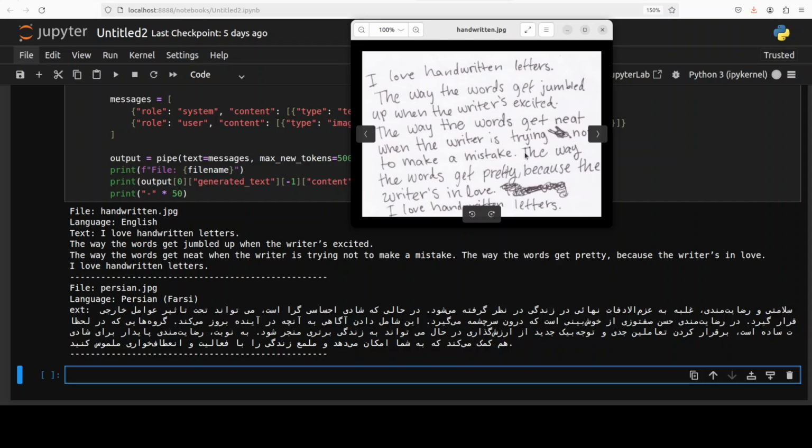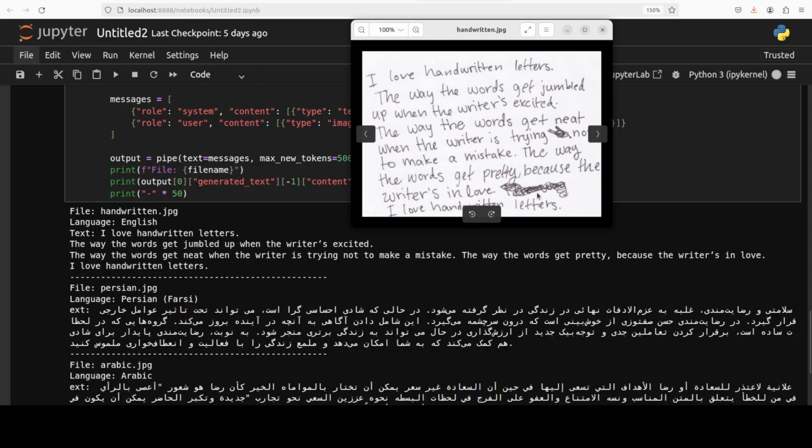There are some cut off, struck out sentences and words, but it has got it right. You see, I love handwritten letters. The way the words get neat when the writer is... So this is not good. Yep, so I think this one is not perfect. I would say there are a few mistakes that I can see, but not that bad. Not that bad for a 4 billion one.